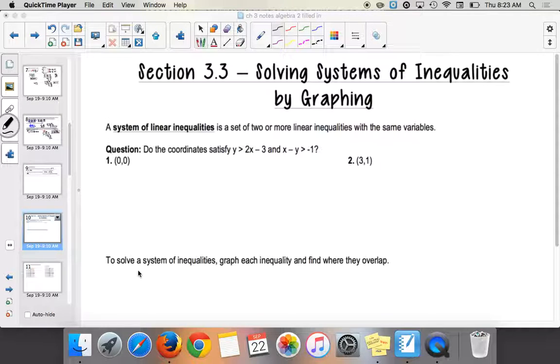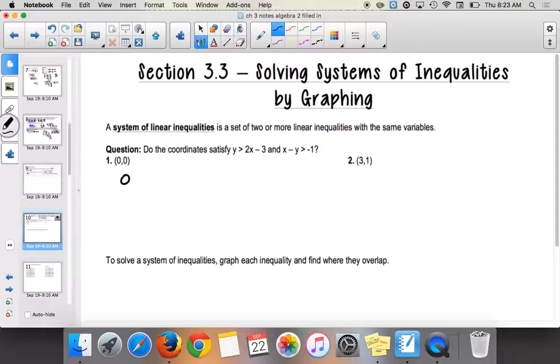This little bit is kind of like the first bit of the last section. So you're just deciding if a certain ordered pair satisfies the solution set. Does it satisfy both of the inequalities? If we have (0, 0) and we plug in 0, 0, we have 0 is greater than 2 times 0 minus 3, and we're seeing if that's true. So we have 0 is greater than negative 3.